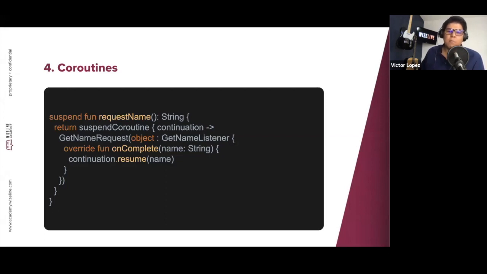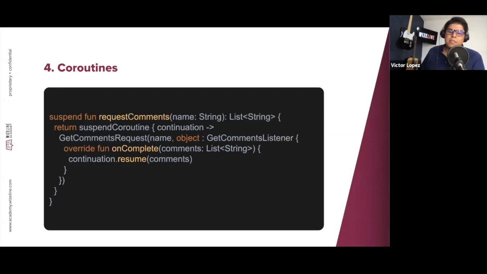To do that, when the onComplete is executed, we need to call the continuation and use the resume method, and then pass the name, right? So with that, we converted a normal function that returns something in an asynchronous way to a suspended coroutine. Here we have another example, but in this case, we are returning the list of the comments that we needed before, right? But the way that I constructed this function is the same. We need to add the suspend coroutine. We are doing the request, and we are using the resume to return the value.